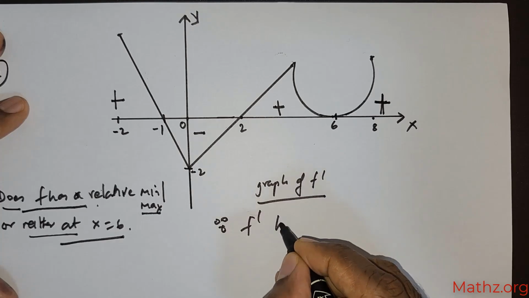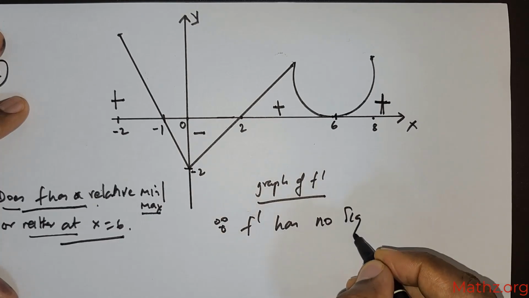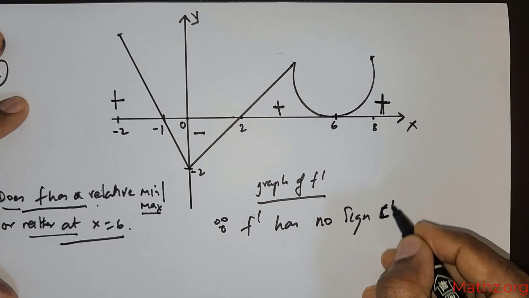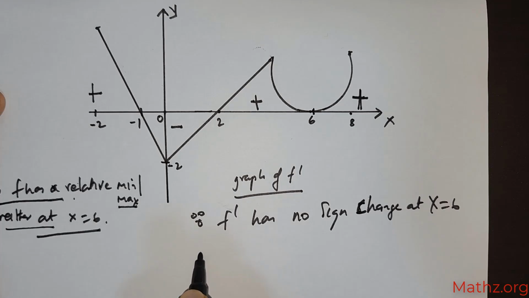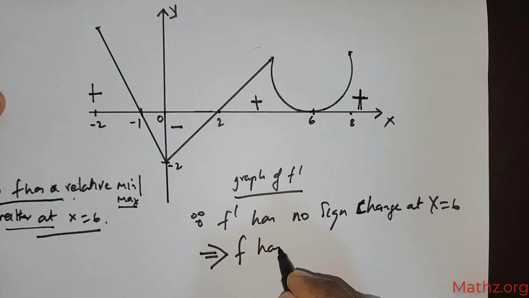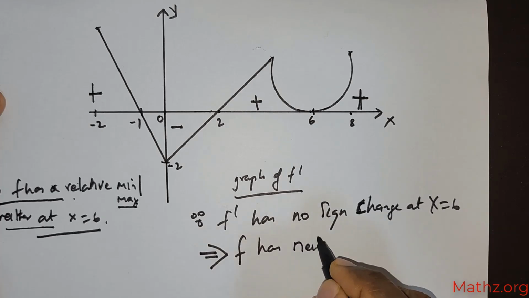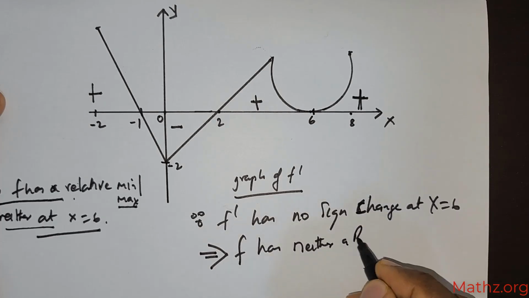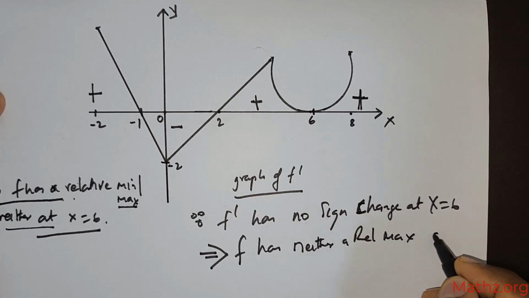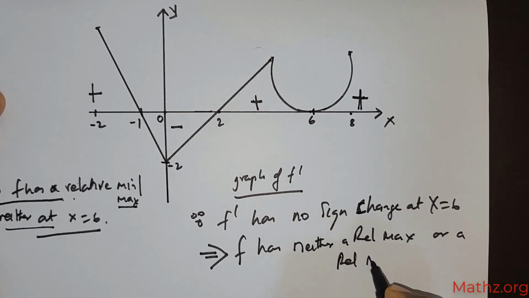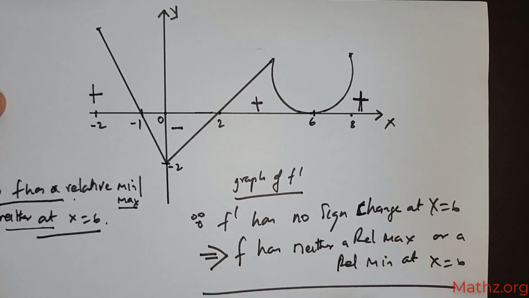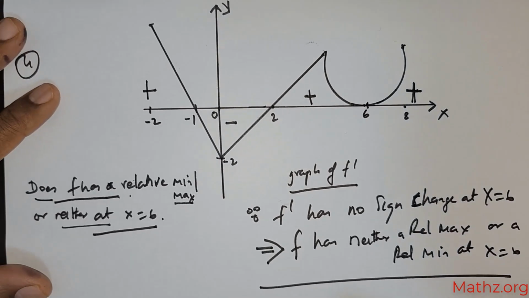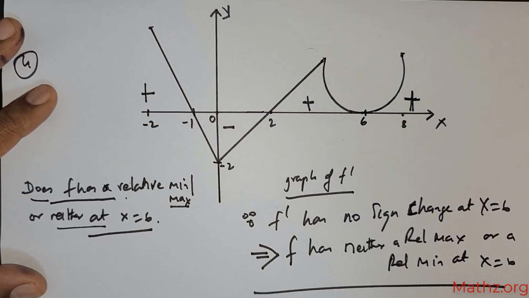Since f dash has no sign change at x is equal to 6, this will imply that the function f has neither a relative max nor a relative min at the point x is equal to 6. So that is the conclusion for this particular question. We move on to the next one.